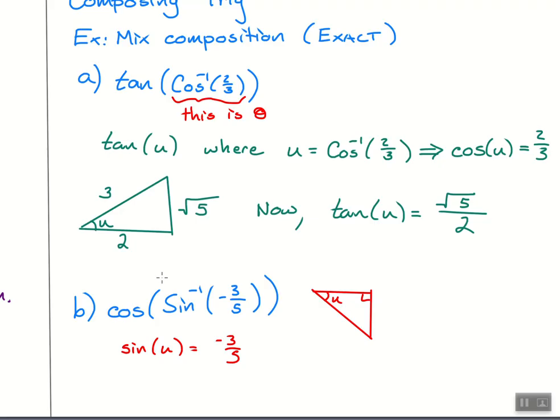From this angle u, what is the opposite side? So negative 3, which means this is 5, because that's hypotenuse. And then this certainly looks like a Pythagorean triple. I think it's 4. As soon as we get this triangle drawn for u, this question is just as easy as deciding what is the cosine of u for this. Adjacent is 4, hypotenuse is 5, and we're done.